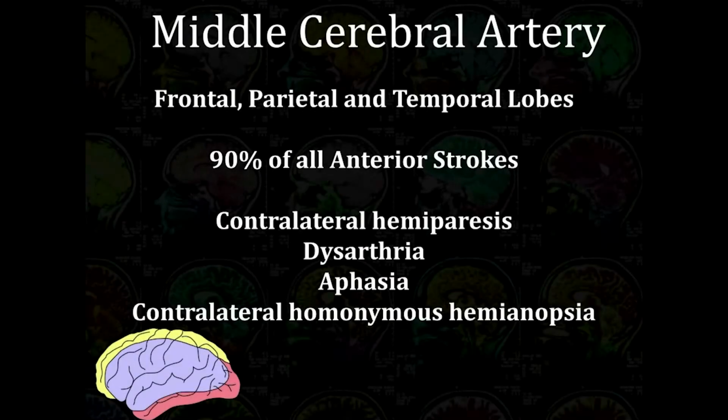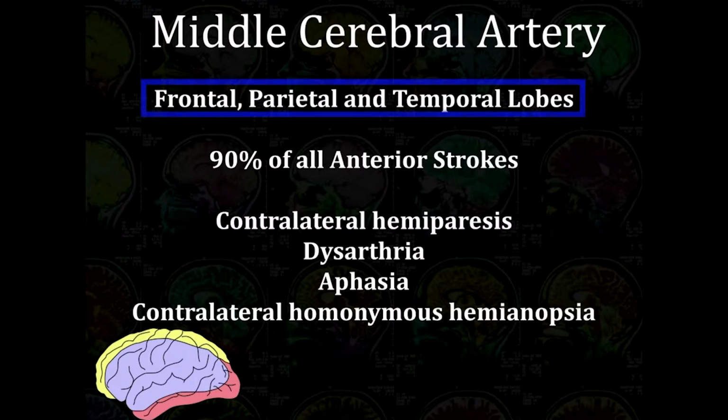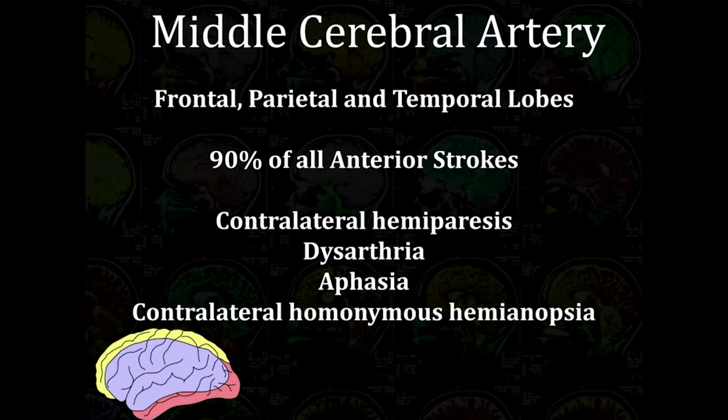When you compare that to the middle cerebral arteries, these are going to be the dominant area where you have anterior surface strokes. 90% of all anterior strokes are related to that middle cerebral artery. And so that is encompassing the parietal, the frontal, and temporal lobes. Just like we saw with the anterior cerebral artery, you're going to have contralateral hemiparesis, you're going to have dysarthria, you're going to have aphasic speech problems, and something called contralateral homonymous hemianopsia.